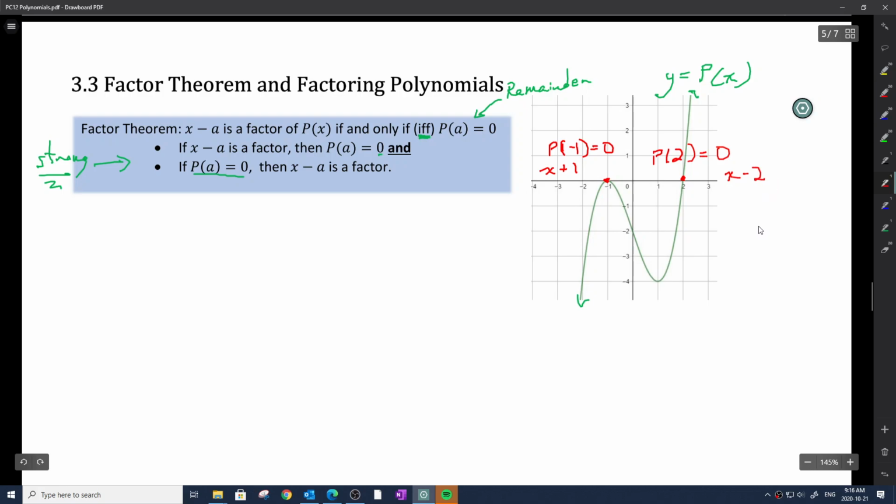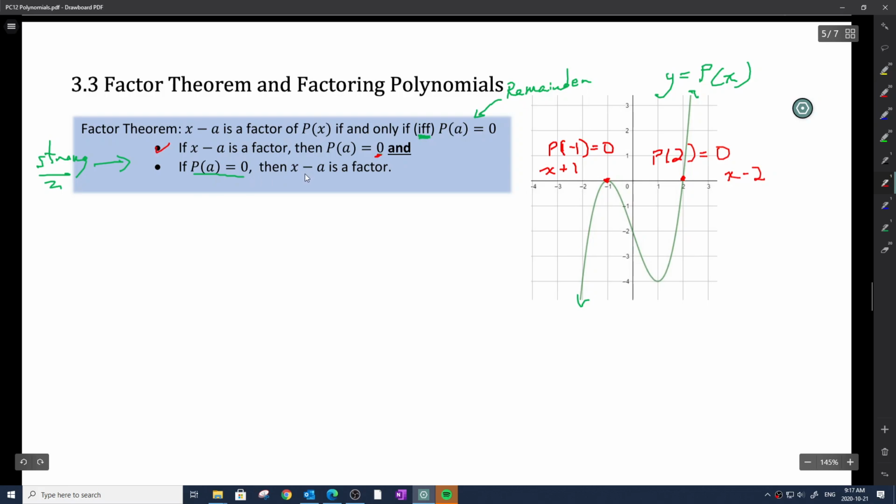All right. So we're good. There's the factor theorem. So here's me just playing. I think that we understand that if x minus a is a factor, we can use the remainder theorem, essentially. And if our remainder is 0, then x minus a is a factor.